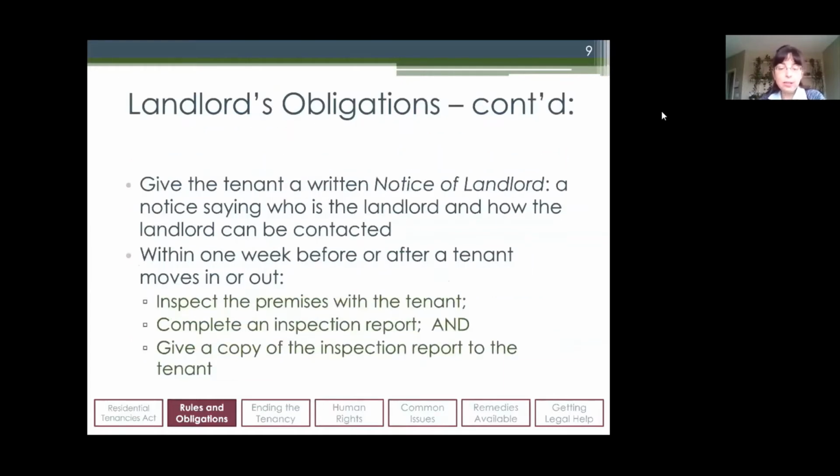So let's go further into the landlord's obligations. The landlord must give you information in writing. It could be a separate piece of paper called Notice of Landlord, or it could be included right into the lease which you are signing. So this notice says who the landlord is, the name. There might be a couple of people named there, like the landlord and their agent, or the owner and the property manager, like residential manager, and their contact information.